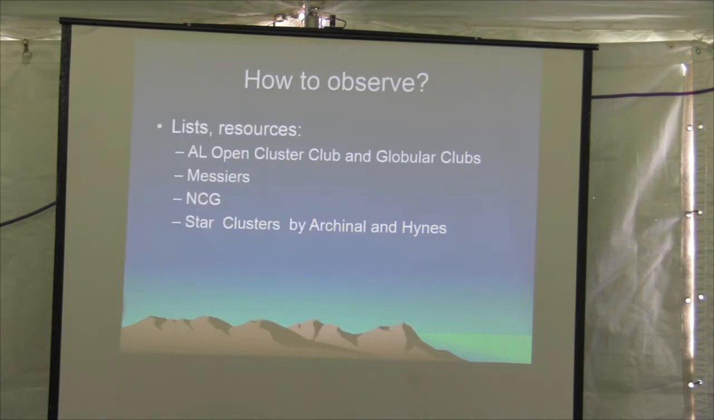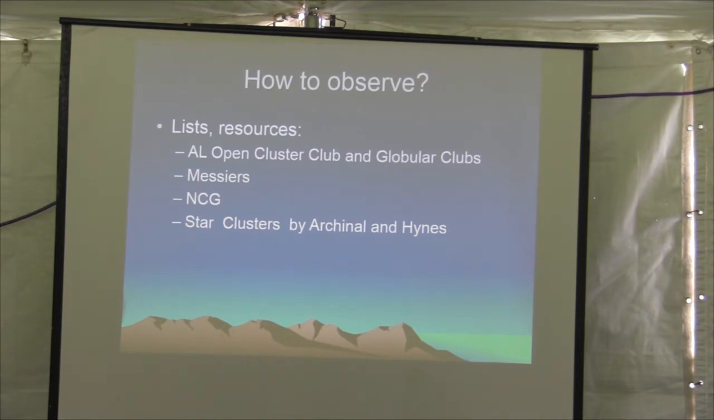You also have what's called the Astronomical League Open Cluster Club and Globular Cluster Club. The Open Cluster Club listing is available on the internet. You can download that. A vast majority of those objects are very easily observed in a location like here. There are a few of what they call challenge objects. It might need a little bit more of a darker sky, but a vast majority of those are viewable with a nice pair of binoculars. So if you're starting out with a pair of 8 by 56s or something like that, perfect for looking at open clusters. You've got the Messier list.